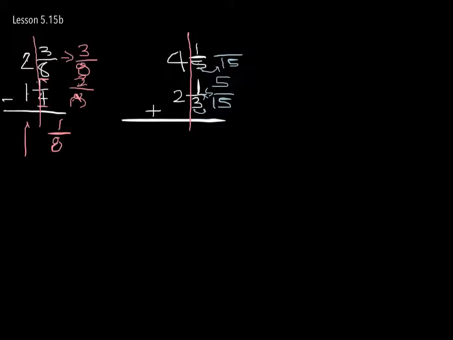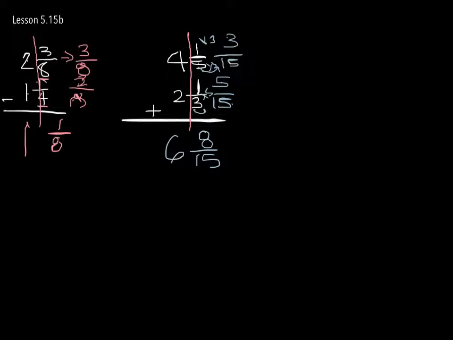5 to get to 15, I multiply it by 3. 5 times 3 is 15. Whatever I do to the bottom, I do to the top. 1 times 3 is 3. Now, boys and girls, I have the same language, so now I'm okay to add them together. I'm going to take 3 plus 5, which is 8, all over 15, because that's our language, and then 4 plus 2 is 6.